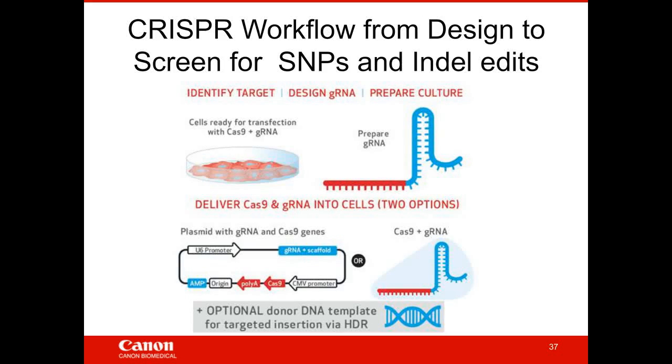You may be wondering what this workflow or protocol looks like. After identifying the target and receiving the designed guide RNA, you can prepare a culture of the cells and deliver the Cas9 and the guide RNA by one of two options, so either through a plasmid or as is. And if you are trying to repair the cells by inserting a specific mutation, you will want to include a donor template to ensure repair by HDR or homology-directed repair.